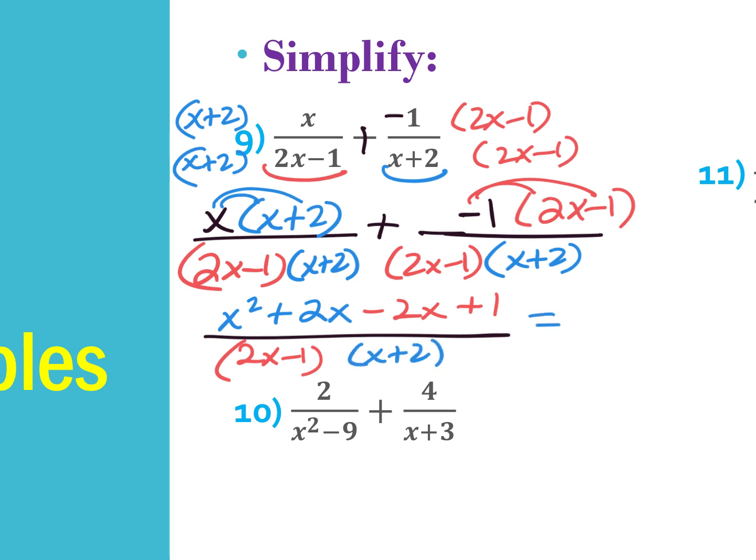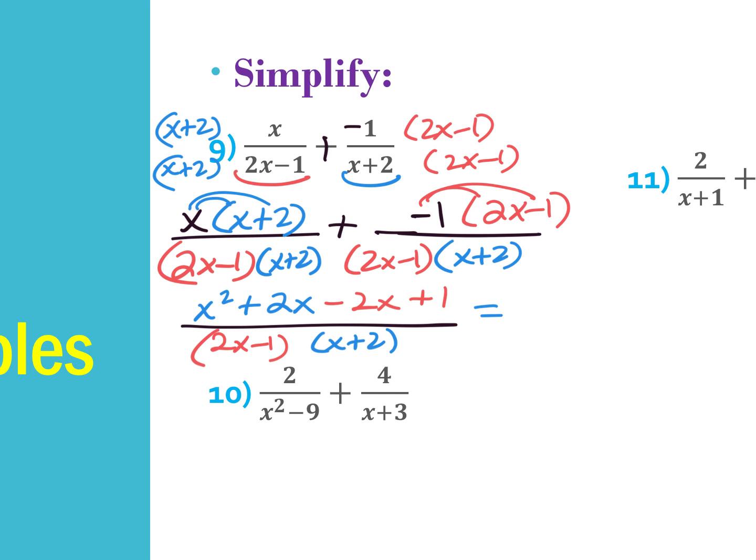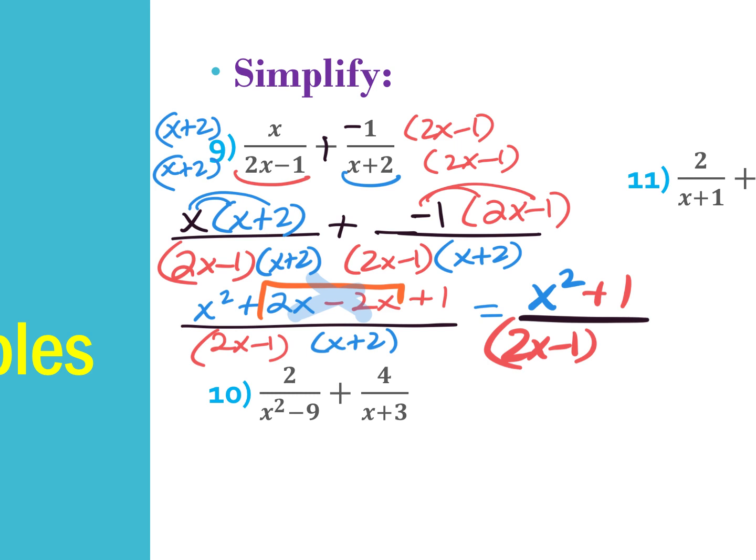I need to combine like terms in my numerator. Notice nothing to add to the x squared, so I just write that one down. Notice here, 2x minus 2x, this is gone. And then I just have the +1 over that common denominator. Notice I don't have any matches, so nothing cancels. And that's your final answer.